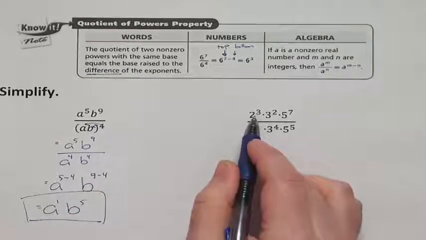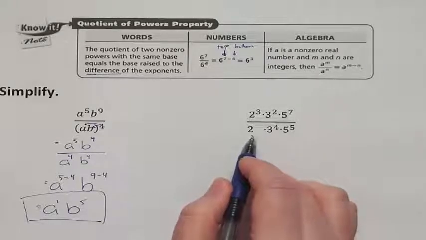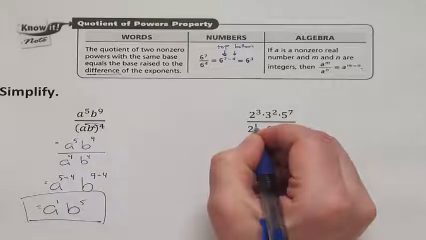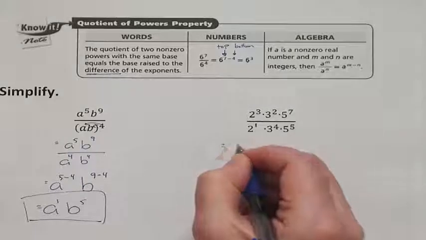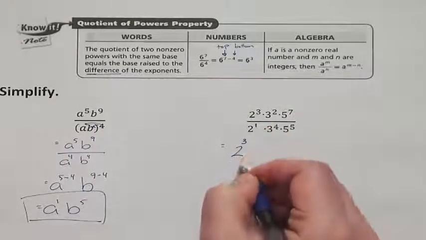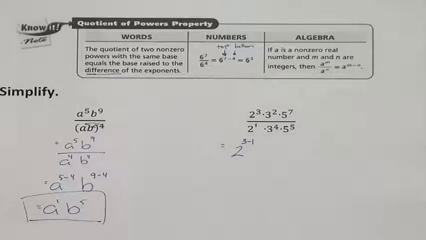I see a base of 2 and a base of 2. Now this 2 should have an exponent. Every variable and every number always has an exponent. If there isn't one there, it's because it was a 1. So looking at this, I had same base of 2's. The top exponent was a 3. The bottom exponent was a 1. The rule was to subtract.